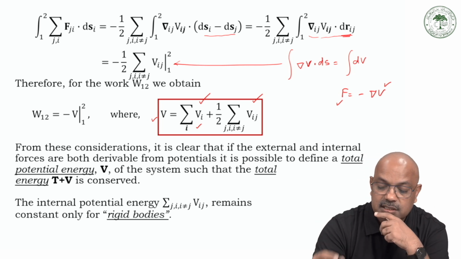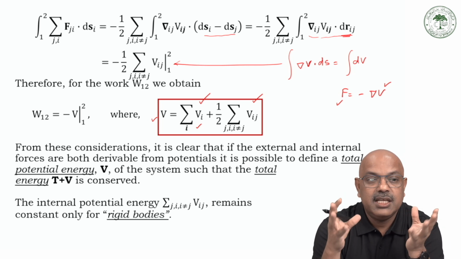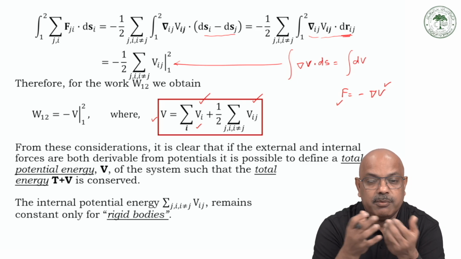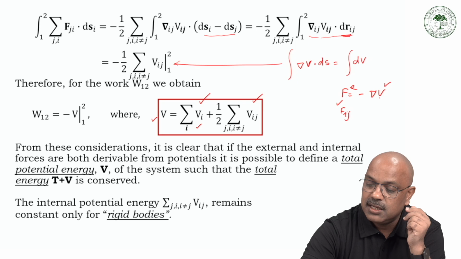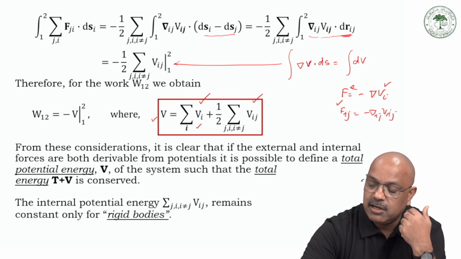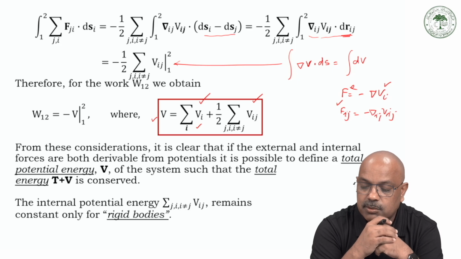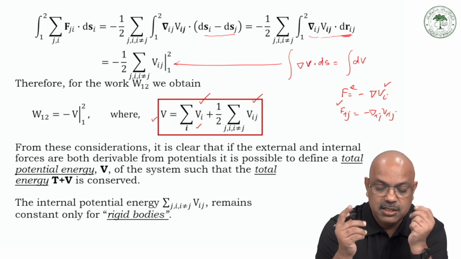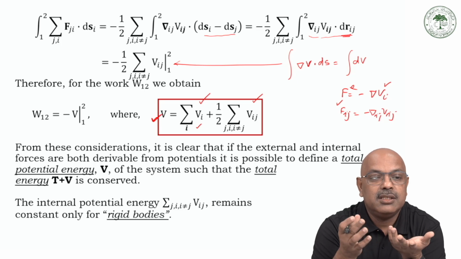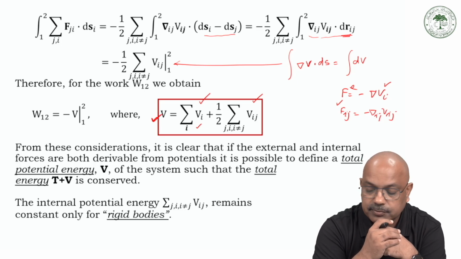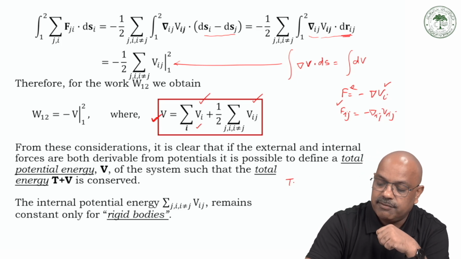So from these considerations, it is clear that if the external and internal forces are both derivable from a potential, that is F_e or F_ij is going to be minus delta_ij V_ij, derived from the potential, then it is possible to define a total potential energy V of the system such that the total energy is conserved. So again here we have T plus V is going to be a constant quantity.